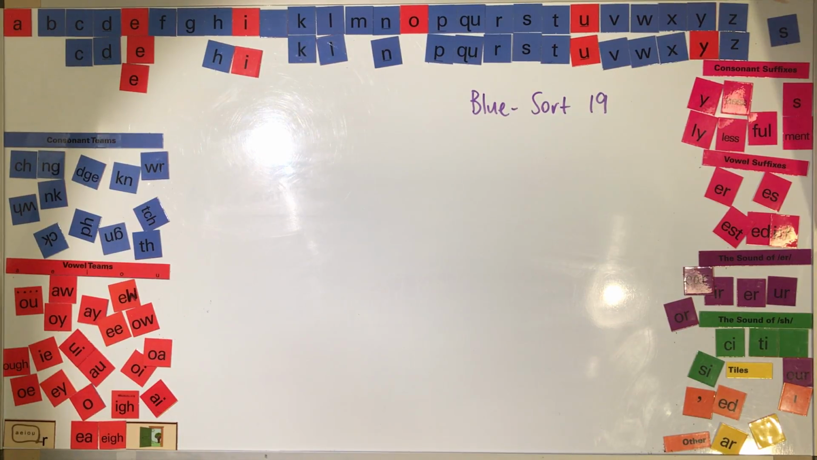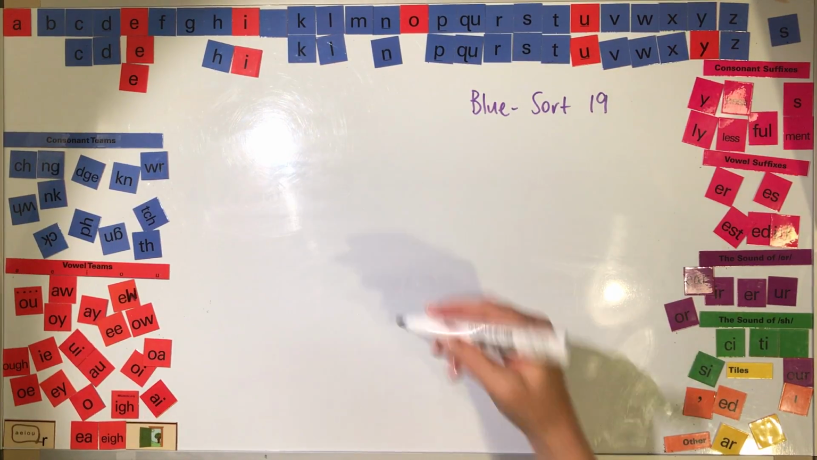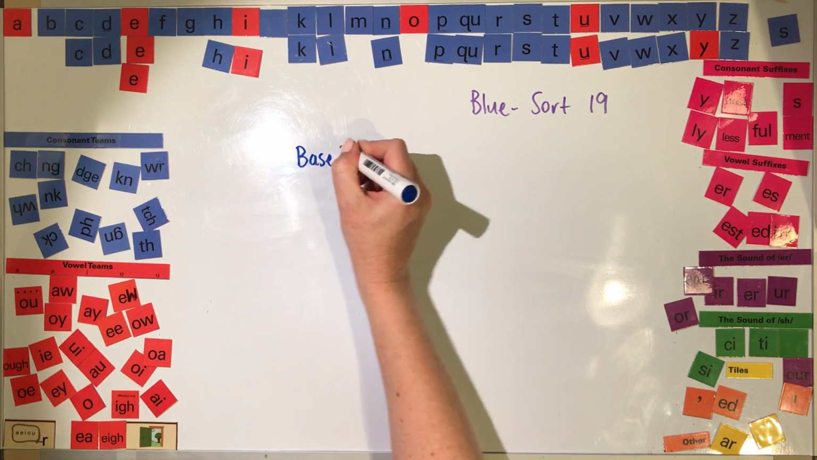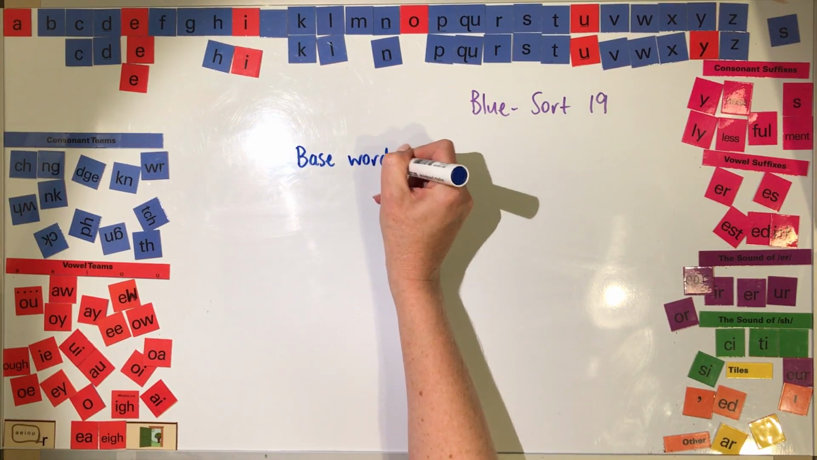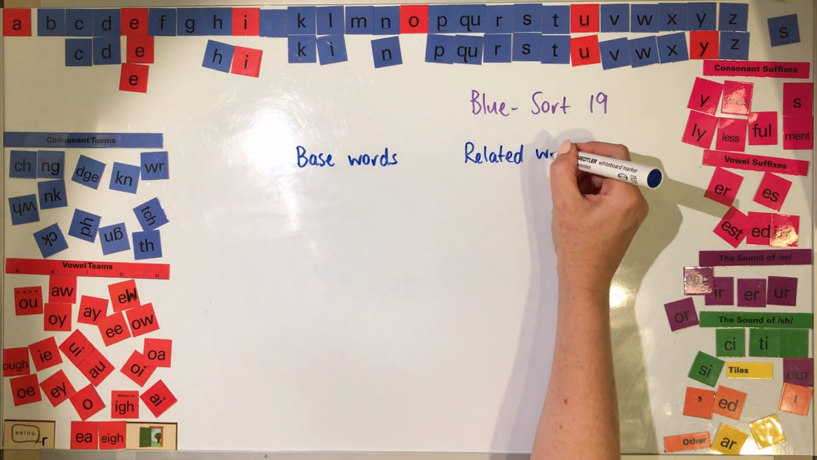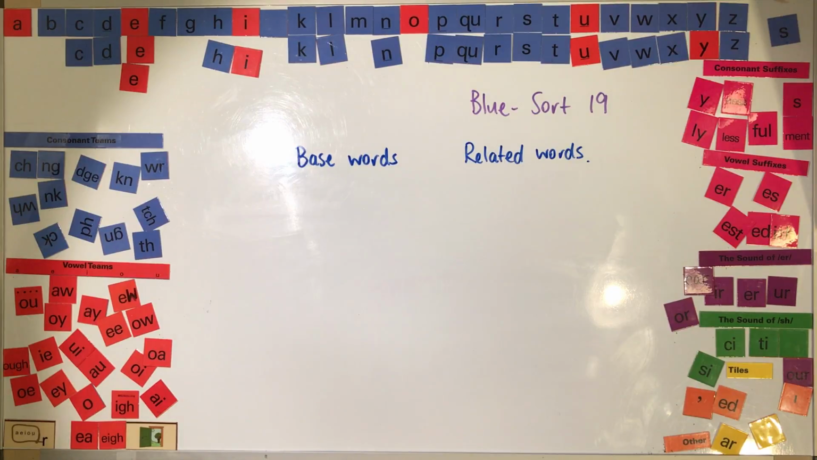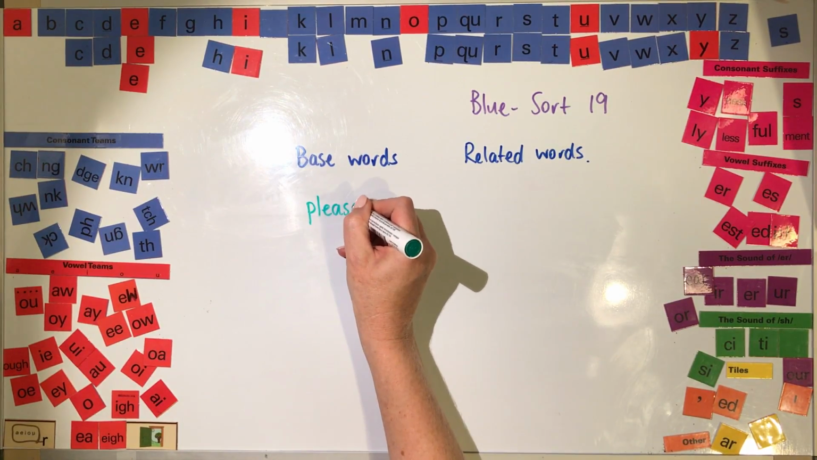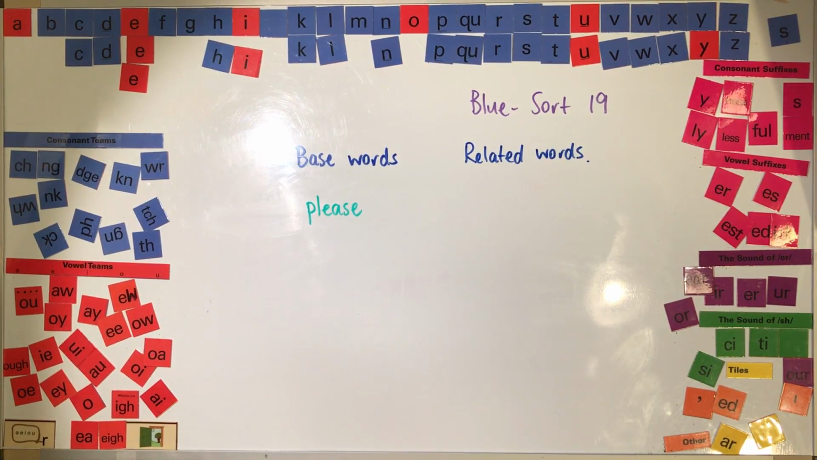This week we are talking about, again, base words and related words. So this can be the notes that you take. I'll give you a few examples. So we've got base words and related words. Okay, so under base words we might have something like please. And then we have a word that is pleasant.